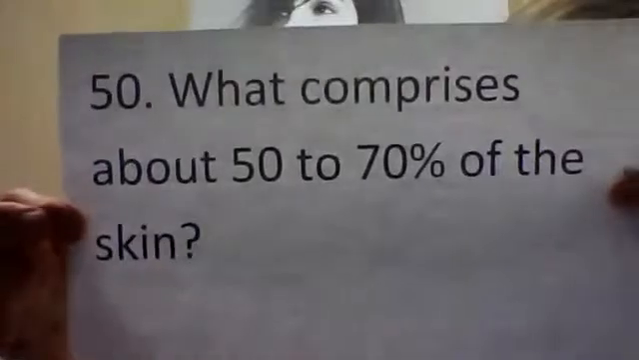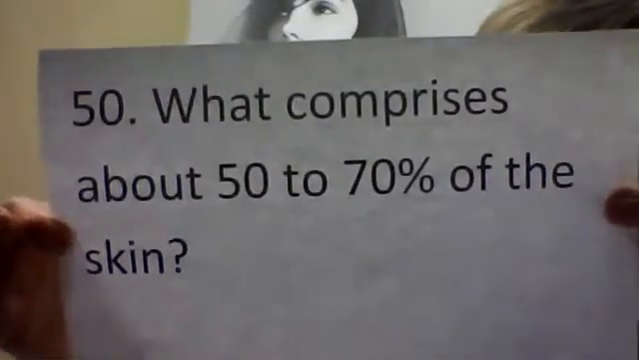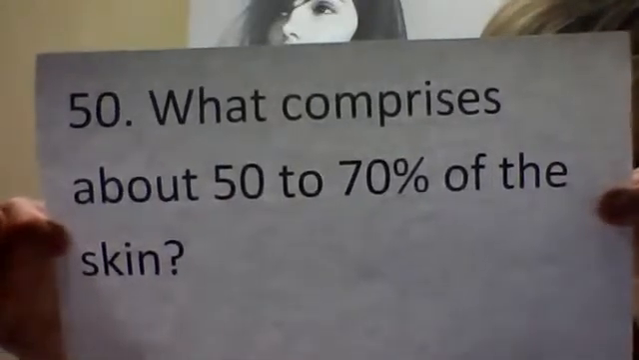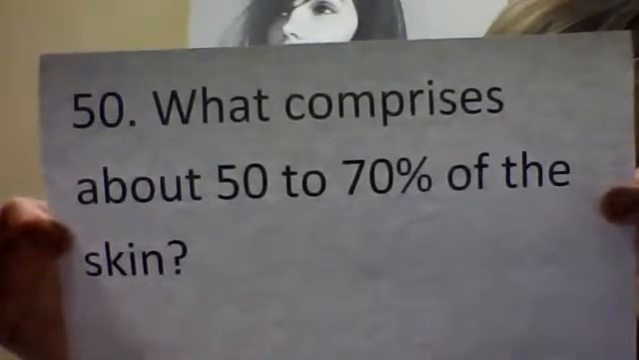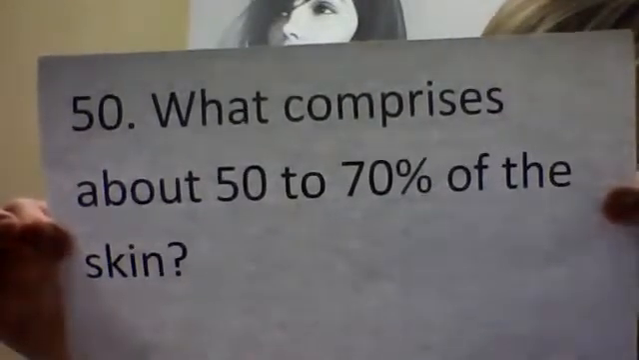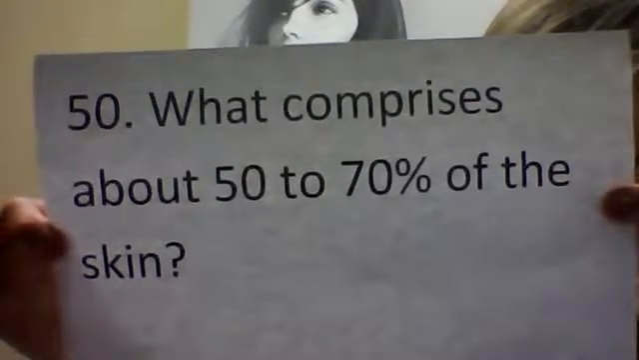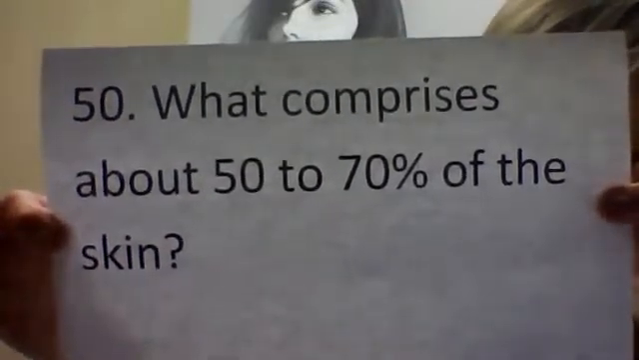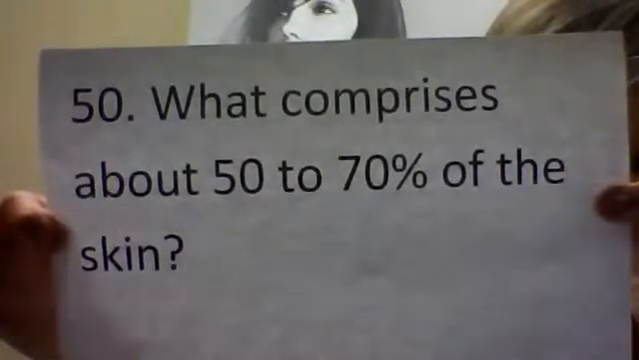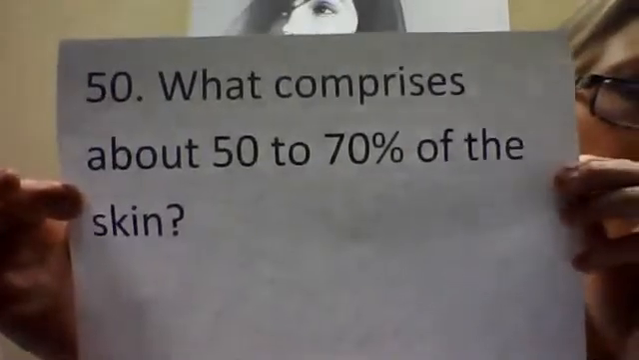The answer was pore. Number 50. What comprises about 50 to 70% of the skin? Is it lymph? Is it water? Is it oil? Or is it pus? Please don't answer pus, because pus would be infection. We don't have 50 to 70% of the skin running around with infection. It's either lymph, water, or oil. I'm sorry I didn't cover this one with you, but hopefully y'all know. Perfect. Water. Maybe I did cover it. I don't remember.